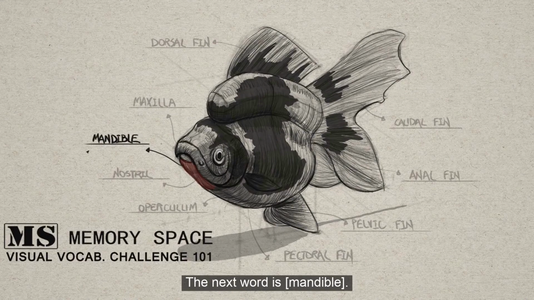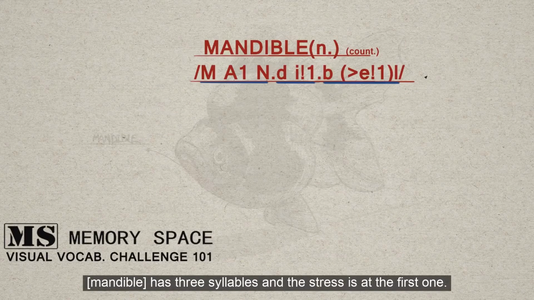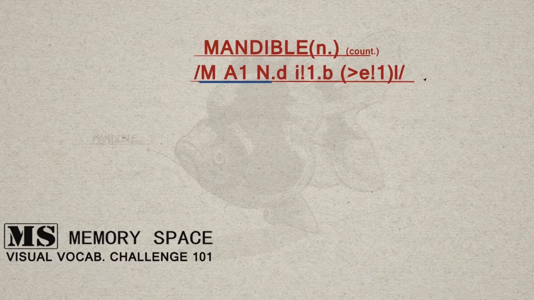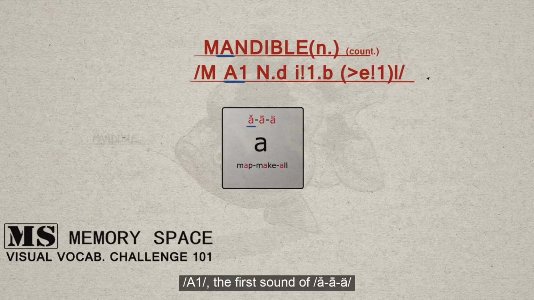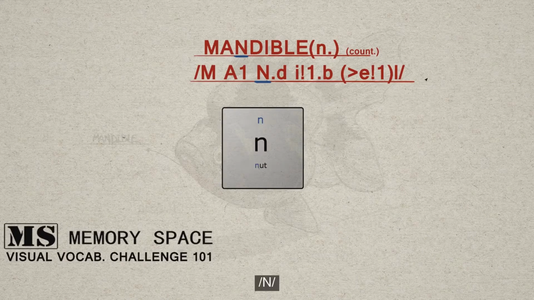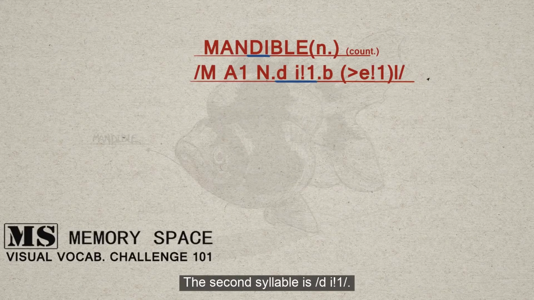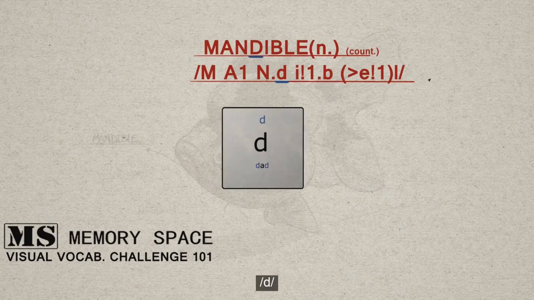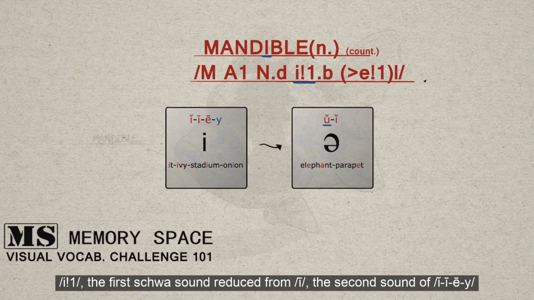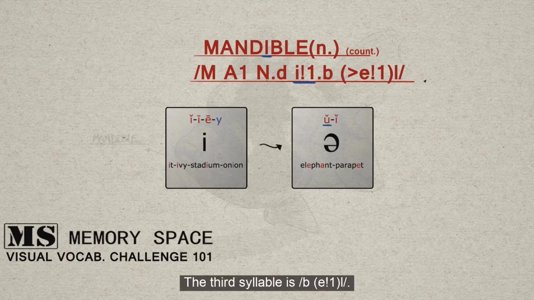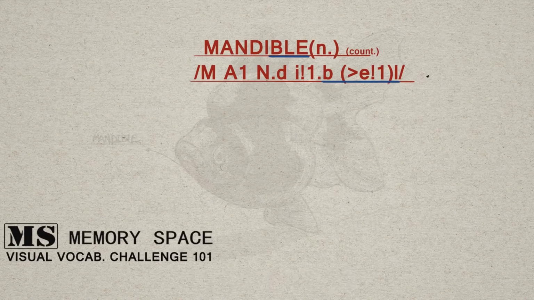The next word is mandible. Mandible has three syllables and the stress is at the first one. The first syllable is man. The first sound of A. The second syllable is di. The first schwa sound reduced from I. The third syllable is ble.